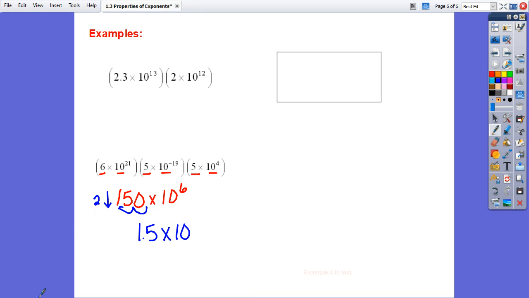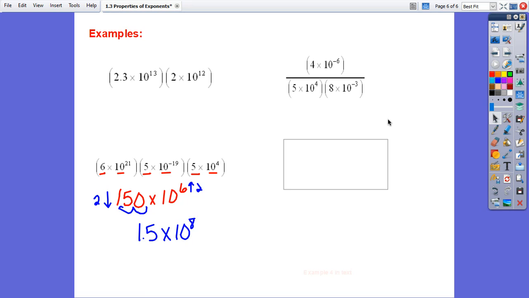So I went down 2 placeholders. So this means this needs to go up 2 to keep it balanced. So I'm in scientific notation and staying there. That's how we want to look at this. You can always check yourself by using a calculator. That's the beautiful thing.